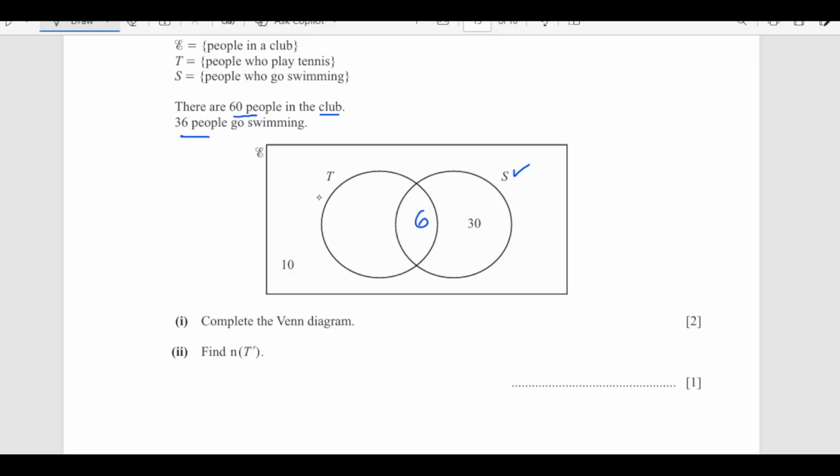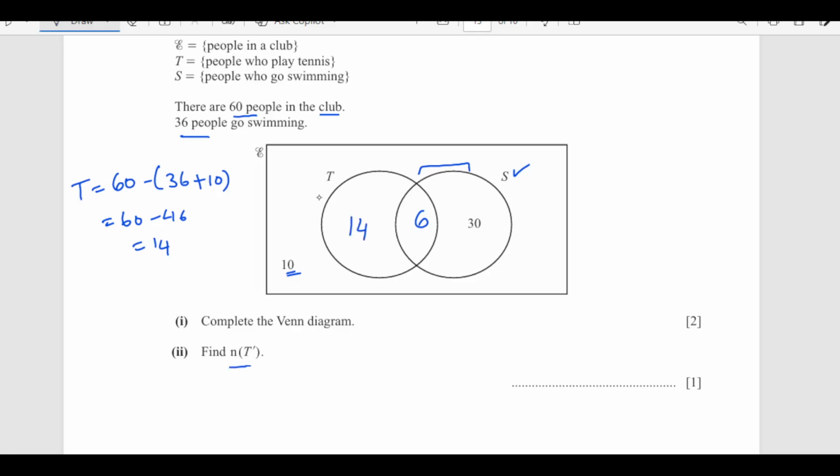Then we need to know how many play tennis. For tennis, the total number of people is 60, and we have 36 who go swimming, and then we have 10 here. So we are going to add 10 and subtract from 60. This gives us 14. So 14 will come over here in tennis.